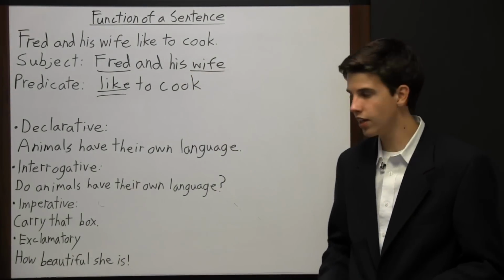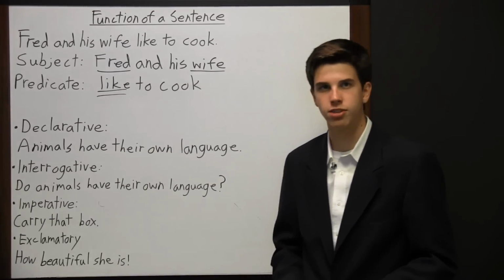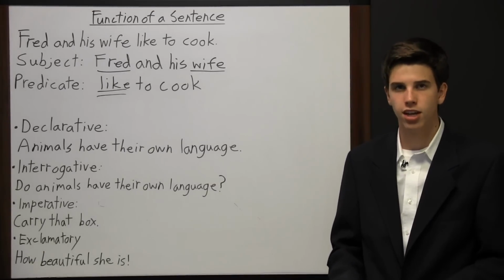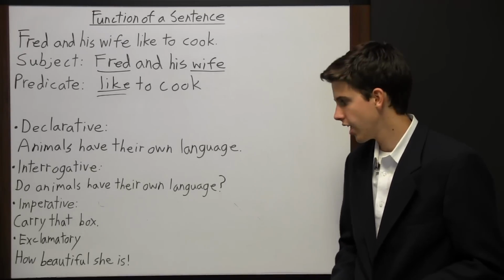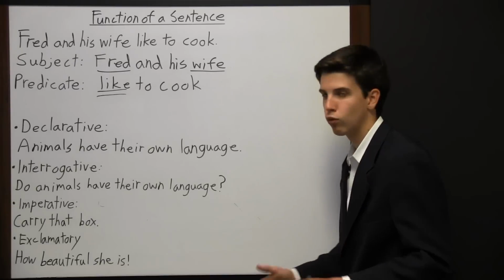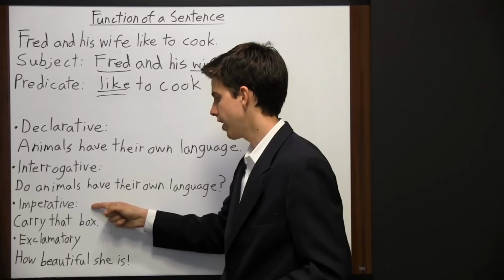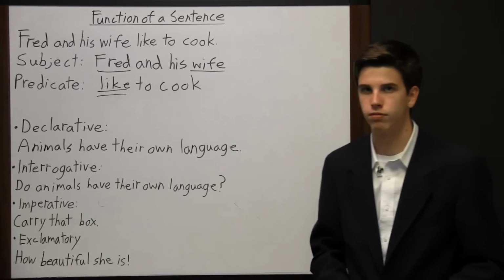But we can leave you out and just write carry that box, and we know that the subject is actually you. And then there's exclamatory sentences, like how beautiful she is. So an exclamatory sentence shows sudden or strong feeling, and it ends with an exclamation point. So again, the four types of sentences are declarative, interrogative, imperative, and exclamatory.